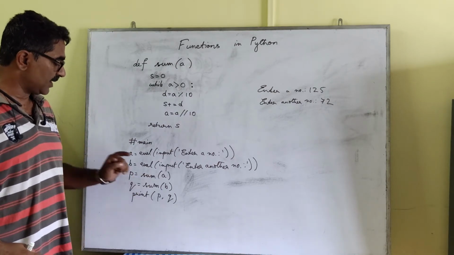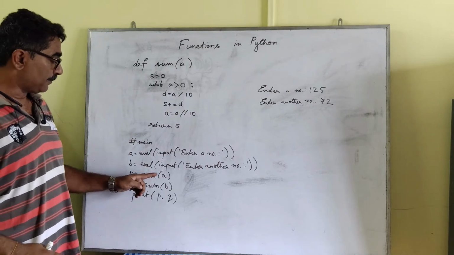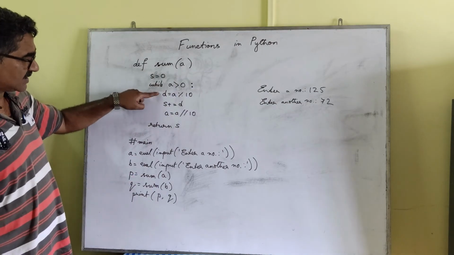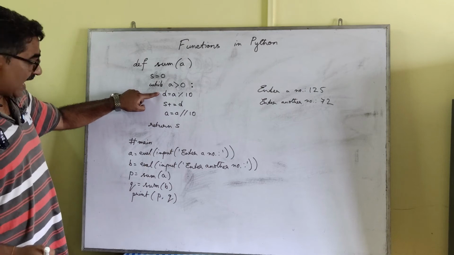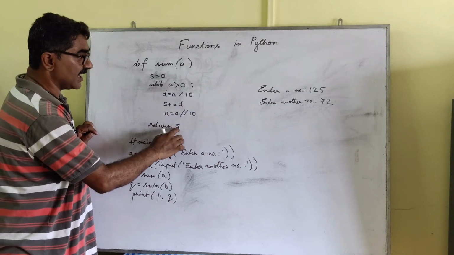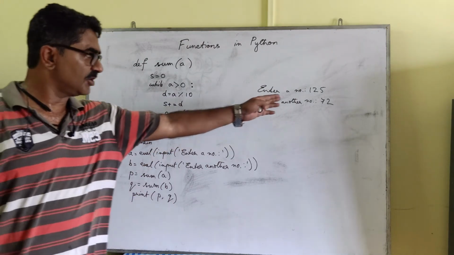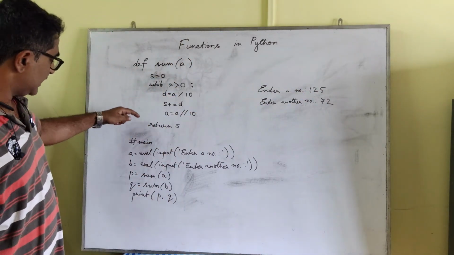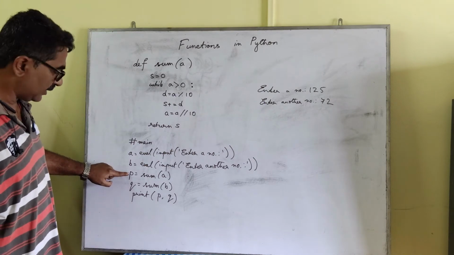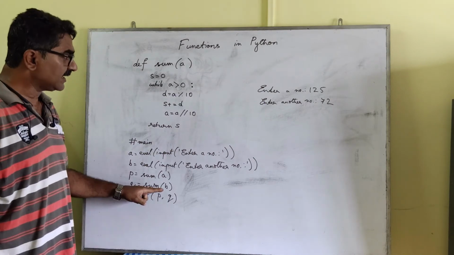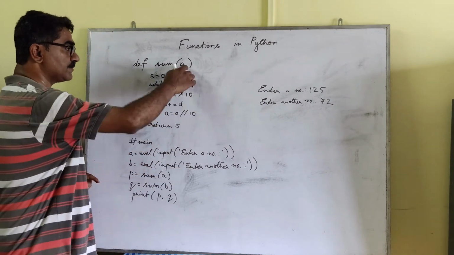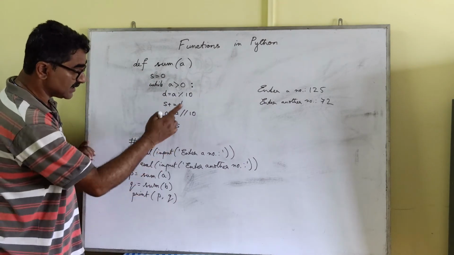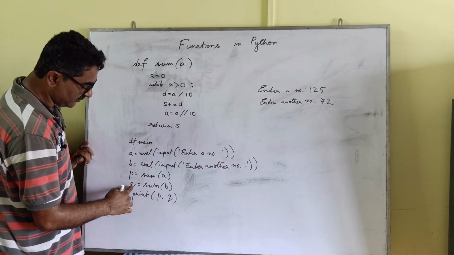So P equal to sum A. So what is happening? I am passing the value 125 to variable A. Now here the sum of the digits are being added and then return S. So what will happen is it's going to add up all these digits, that is 5 plus 2 plus 1, that is 8. And then it will get stored inside variable P. And in the second case, when 72 is being passed, the sum of the digits of 72 is being returned, that is 9, which gets stored in variable Q.